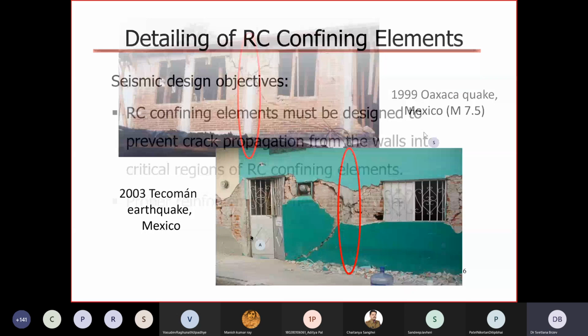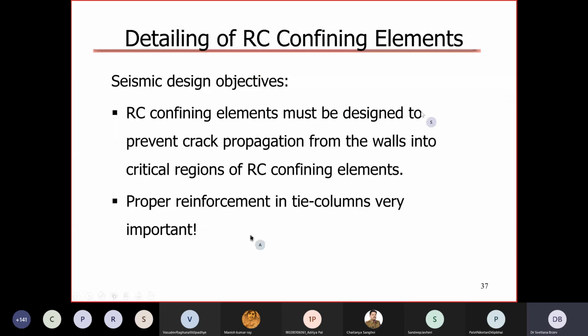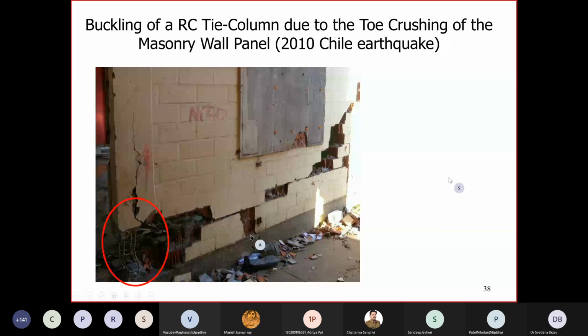So, detailing of reinforced confining elements. The key objectives or goals of detailing are that these confining elements need to be designed to prevent or delay propagation of cracks from the walls into these elements during an earthquake. So proper reinforcement in this vertical element, specifically tie columns, is very important.